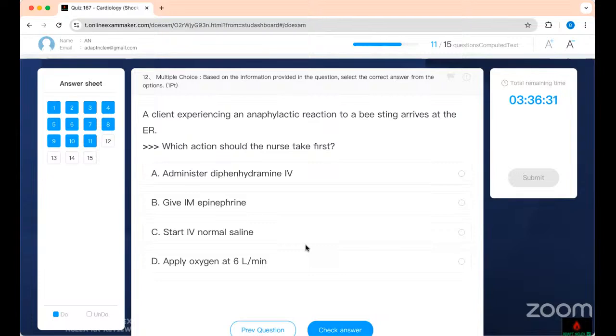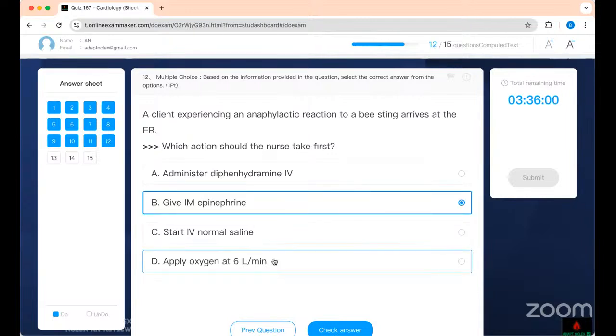Which action should the nurse take first? A client experiencing an anaphylactic reaction to a bee sting arrived in the emergency room. I've told you, it's anaphylactic shock. What do you think? The first thing you do for anaphylaxis is take care of the allergy. Don't worry about oxygen. Don't worry about anything. Take care of the allergy that is causing the problem. I know they need diphenhydramine, but that is the second agent. The first thing you give them is epinephrine. It's number one, and it is the only thing that goes against anaphylactic shock.